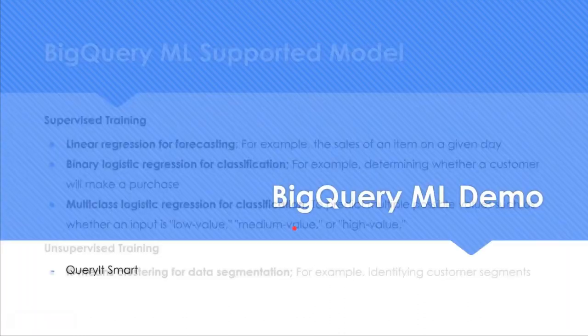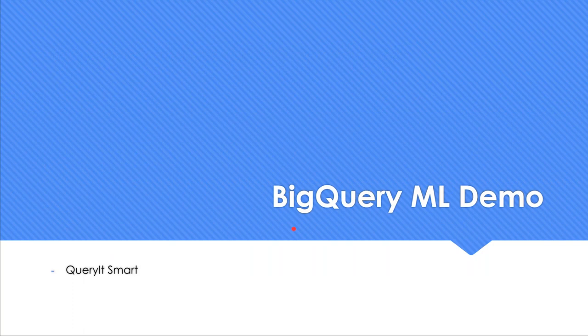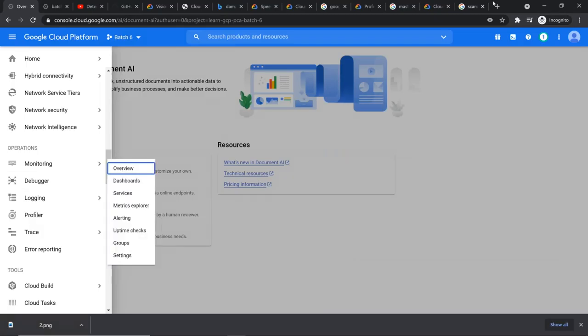Let's see a small demonstration on how this works. I'm not going to build this. I have a URL which the Googlers have built. We can see how it works. If you search on the net for "query it smart", you will get this link. It is also available in my bookmarks. You should be able to see it.